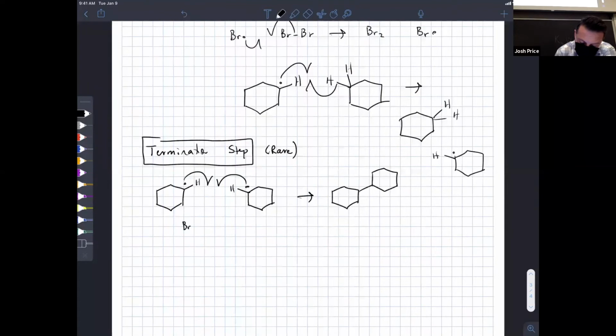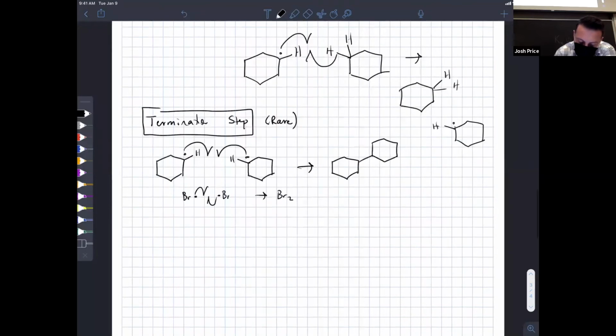Similarly, two Br radicals could recombine to generate Br2, and similarly one Br radical could encounter a carbon radical to generate that product.